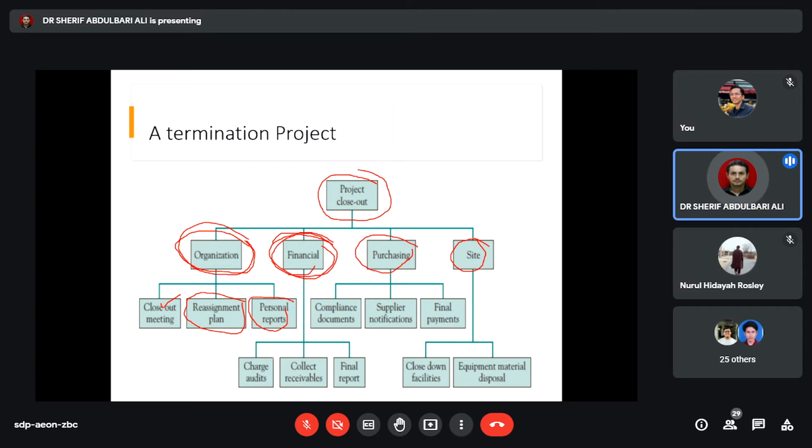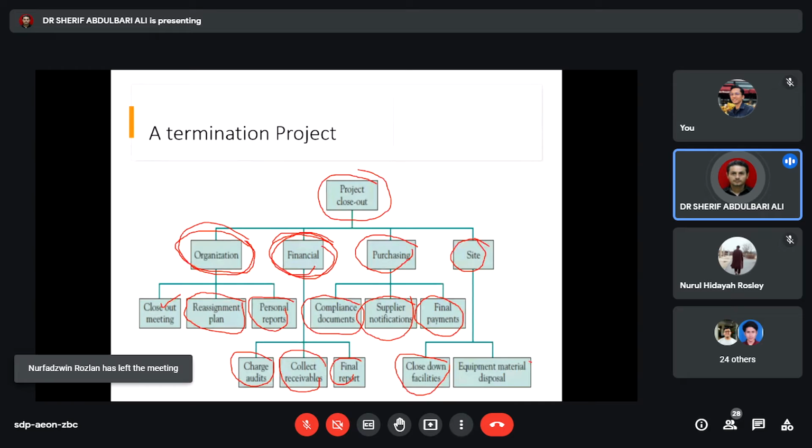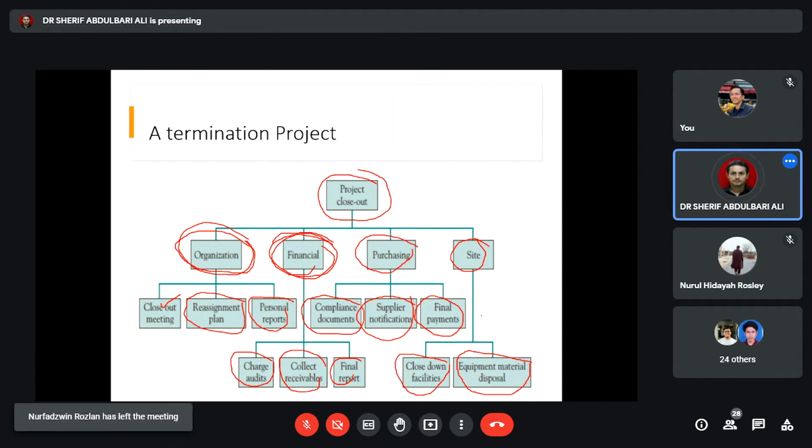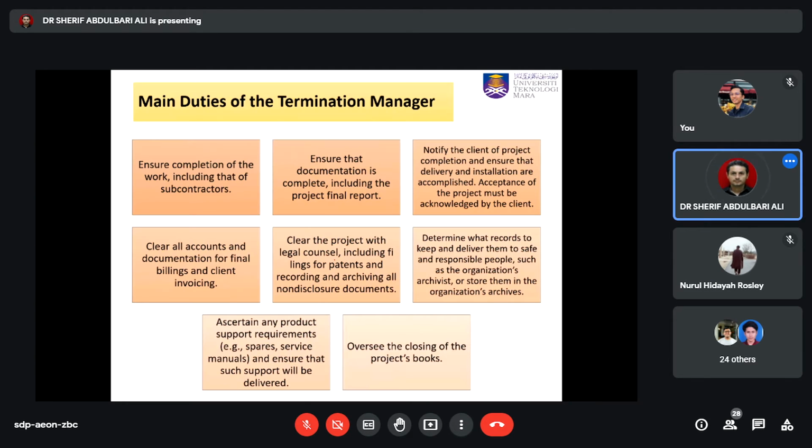If you're talking about the financial, of course there will be a charge audit, collecting the receivables, and the final reports. Purchasing, of course, you need to clear the compliance. You need to compile the documents. You need to give notifications to the suppliers, and also clear out the final payments. For the sites, you need to shut down or close down the facilities, and also check how the equipment and the materials will be disposed of. This is for the project management.